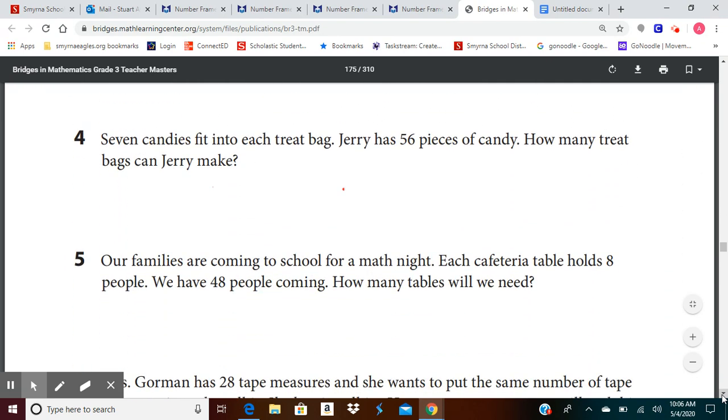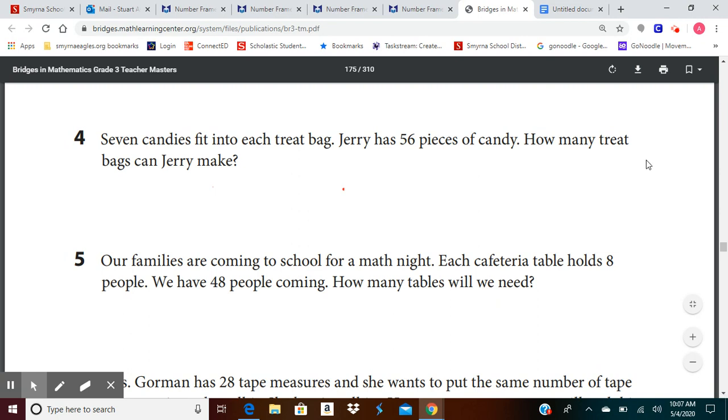Okay, and we're going to read it together, and then I think you should pause and try to solve this one on your own. Not only solve it, but make the fact family for it as well. Number 4, 7 candies fit into each treat bag. Jerry has 56 pieces of candy. How many bags can he make?